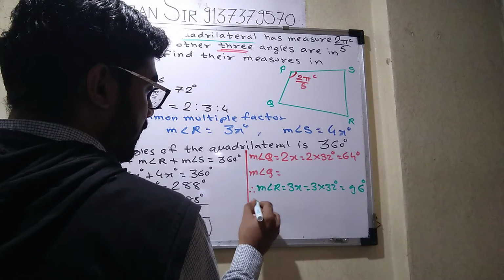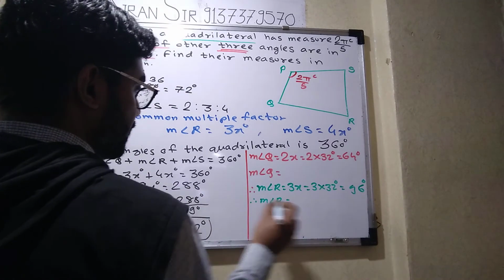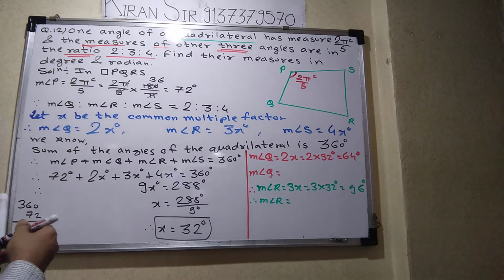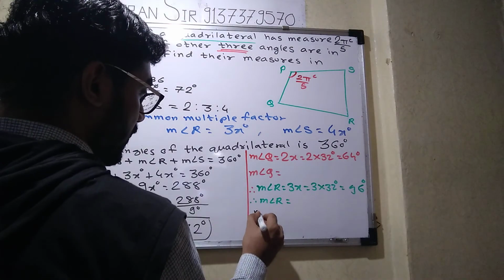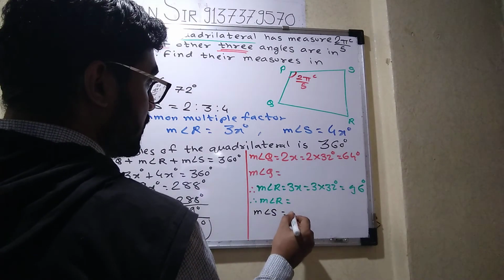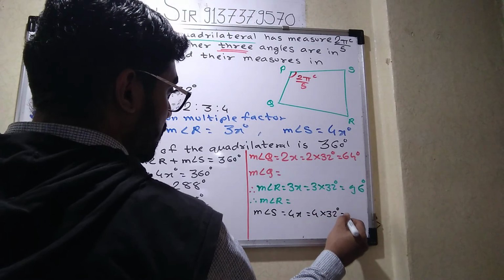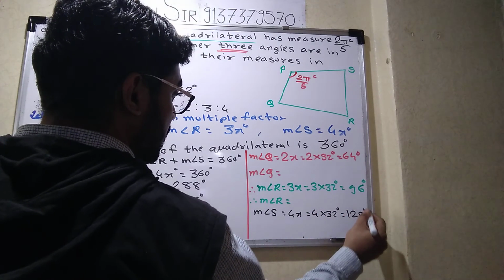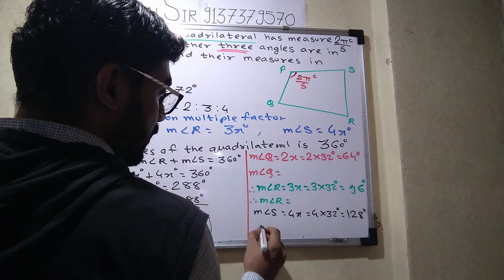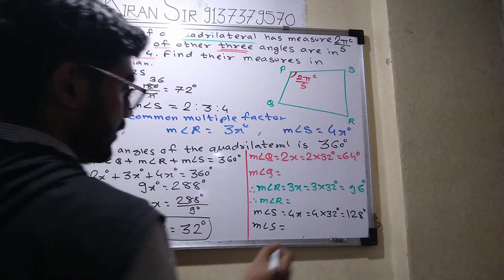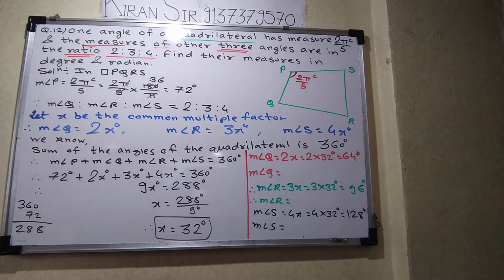Am I right? Then you find it in what? Radians. The last one is measure of angle S, which is 4x, which is 4 multiplied by 32. So which is 128 degrees. So measure of angle S, you find out in radians. You understood? Say yes or no? Yeah. Okay, please copy.